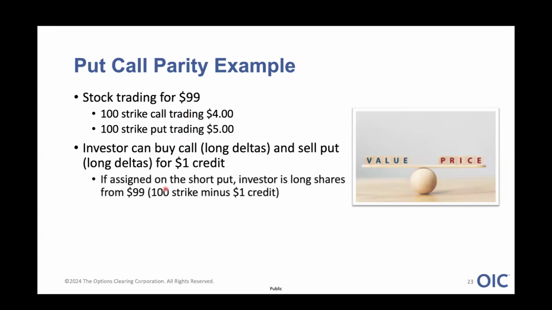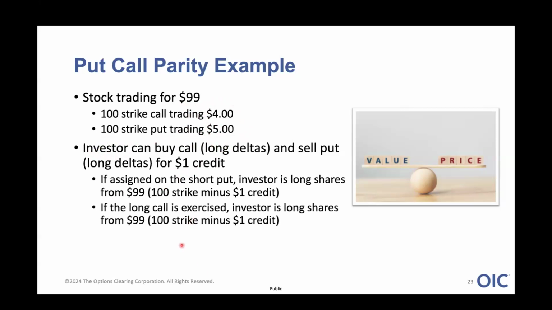Well, remember at expiration, let's just say stock's trading at 99 and I do nothing. Well, my 100 level call is going to expire worthless. I'm going to get assigned on my 100 level put. I'm going to buy stock at 100. But remember, I put this whole structure on for a $1 credit. I'm effectively long stock from $99.